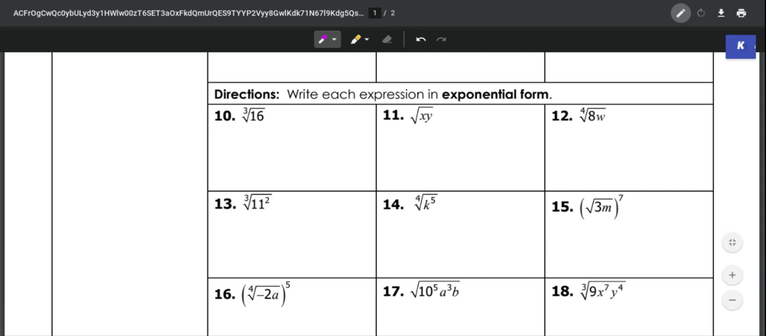So say that we're looking at number 10. We've got the cube root of 16. So we know we're going to have 16. Anytime that number is not to a power under our radical, that always tells you your numerator for your exponent is going to be 1. And then your index tells you the denominator. So if we wanted to rewrite the cube root of 16 in exponential form, it would be 16 to the power of 1 over 3.